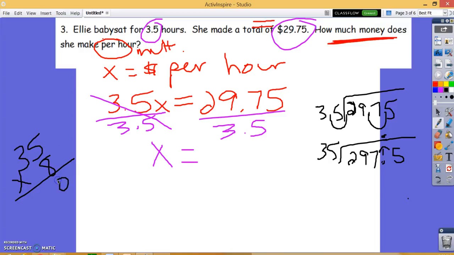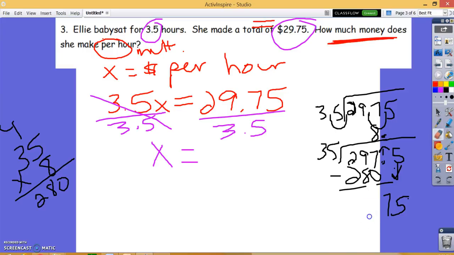5 times 8 is 40. 8 times 3 is 24 plus 4 is 28. So I'm going to subtract 280. Oops, sorry, and put my 8 in there, of course. And I'm left with, oops, sorry, not 97. I'm left with 17.